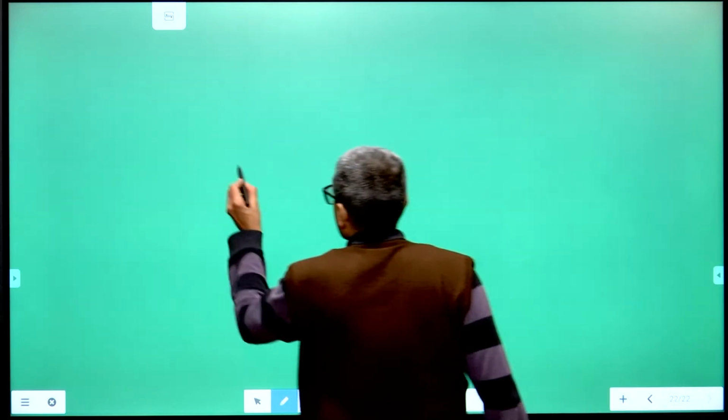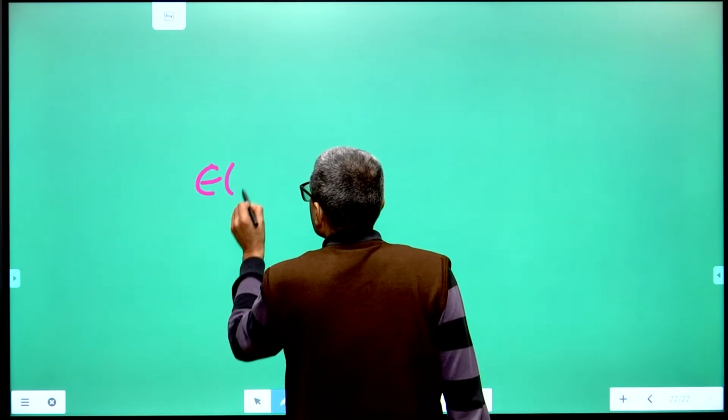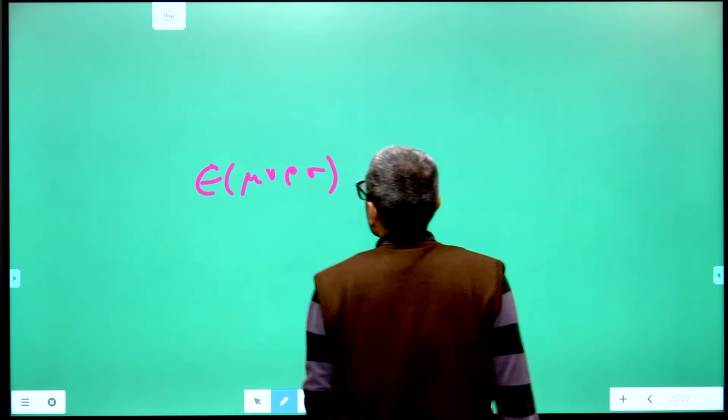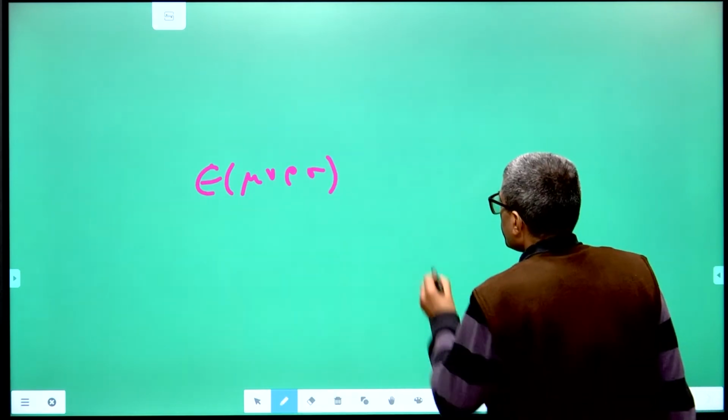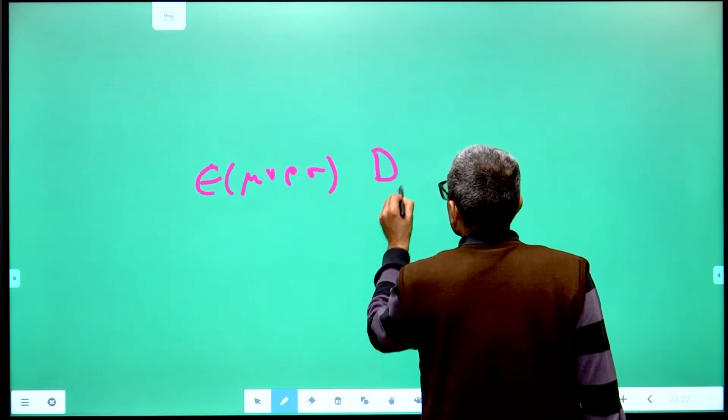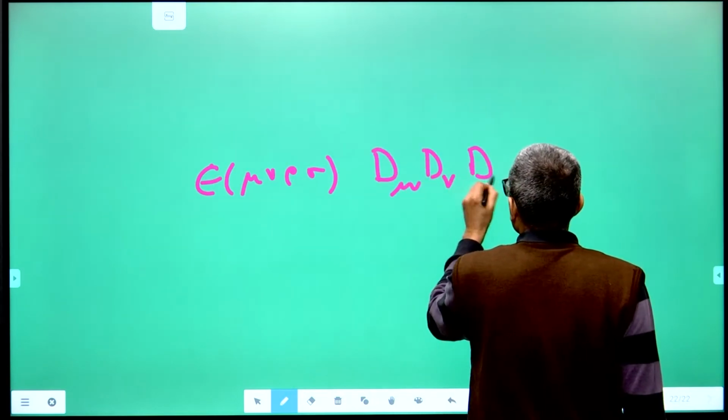So in effect what will you get? You will get epsilon mu nu rho sigma, that m power 4 will cancel out with m power 4 outside, and it will give you f, it will give you d mu, d nu, d rho, d sigma.